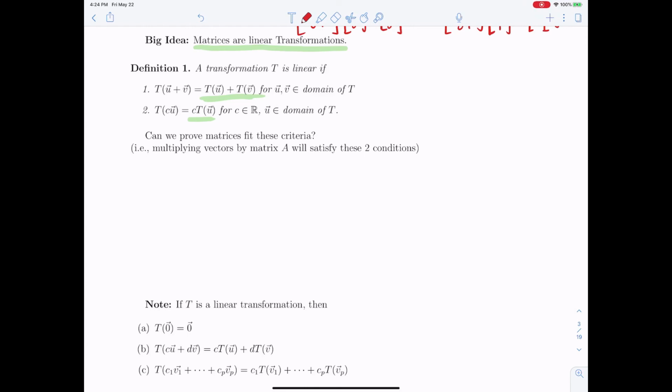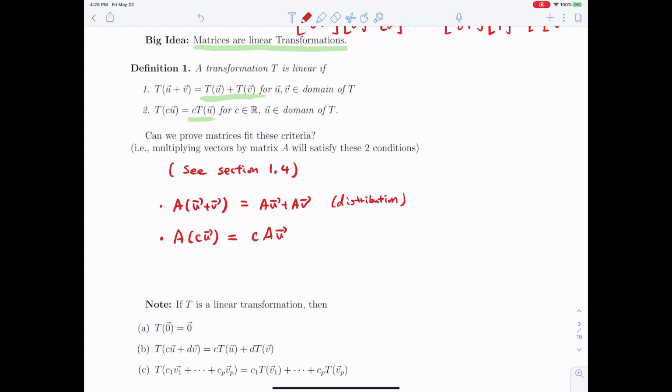Okay, so did you figure this out? In section 1.4, we've seen that the matrix-vector product satisfies the distributive law. So A times (u plus v) equals A times u plus A times v. And also, we've seen that we can factor out a scalar that is multiplied into the given vector u. So A times (cu) equals c times Au. So this proves that matrix products satisfy the linear transformation law.